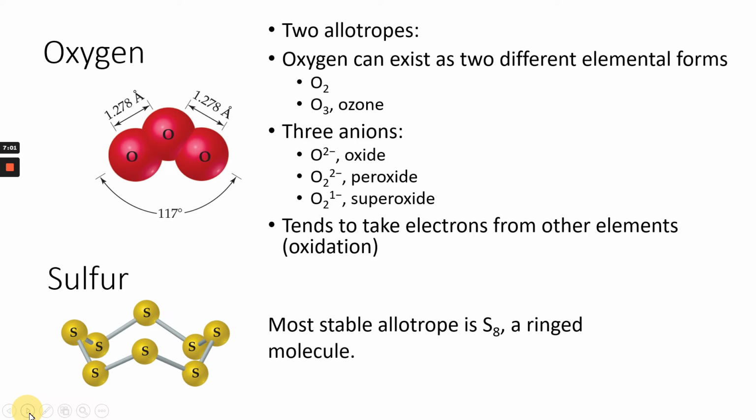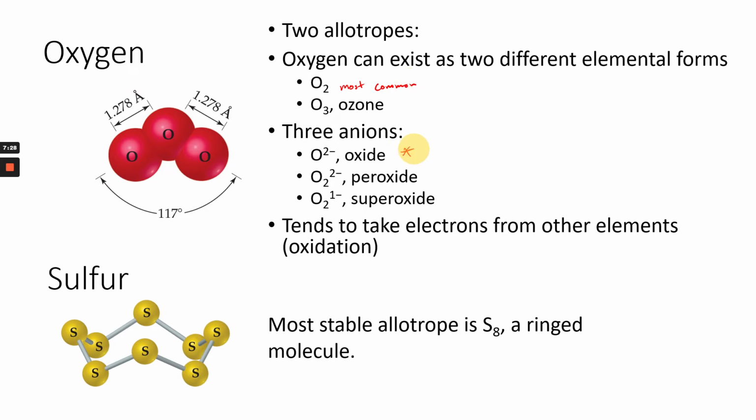So let's talk about oxygen a little bit. It has 2 allotropes. Allotropes means that oxygen can exist in 2 different elemental forms. So you have O2, which is the most common, and ozone, O3. Oxygen can form 3 ions: the oxide, the peroxide, or the superoxide. Most of the time, we're dealing with this one.